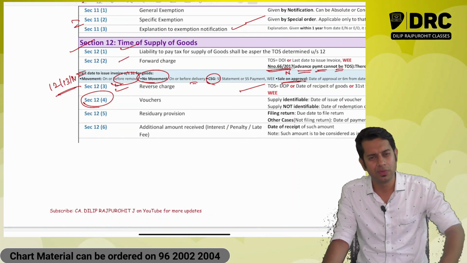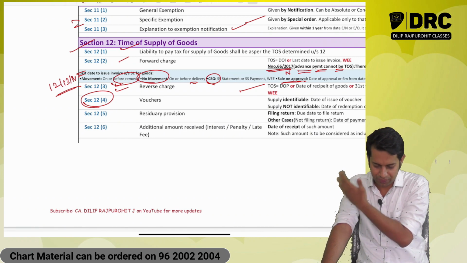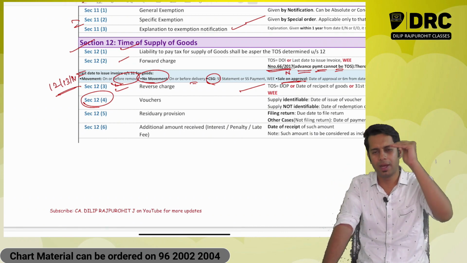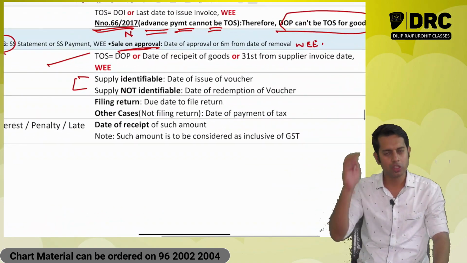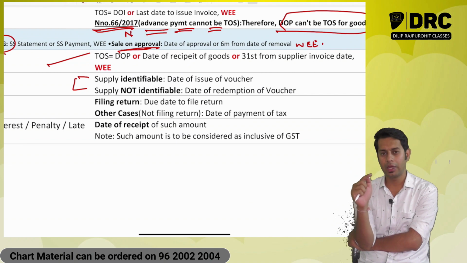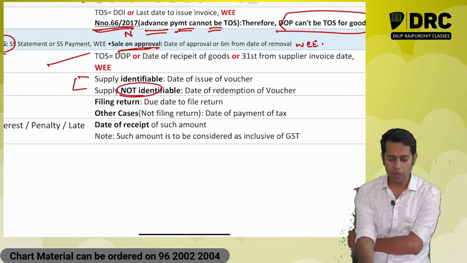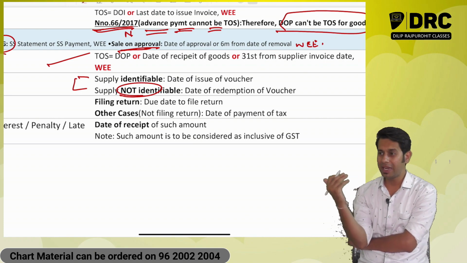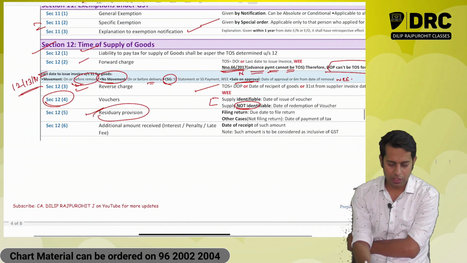Section 12 subsection 4 is with respect to vouchers. In case of voucher, what is the time of supply? Vouchers can be of two types: supply identifiable voucher and supply not identifiable voucher. If it is a supply identifiable voucher, the time of supply will be date of issue of voucher. If it is a supply not identifiable voucher, then the time of supply will be date of redemption of voucher. Then section 12 subsection 5 talks about residual provision.